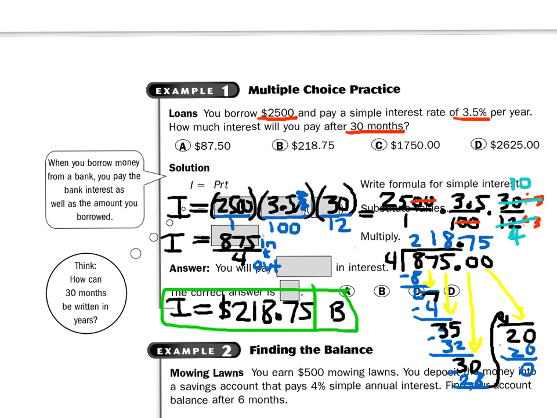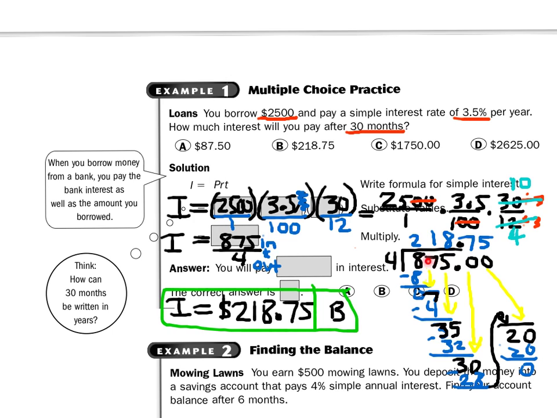Well, I look for ways that I can simplify and cross-cancel. Look at the 2500 and the 100 and divide both of them by 100. So cross out those zeros, and that leaves you with 1. Cross out the zeros, that leaves you with 25. Now look at the 30 over 12. I could divide both of those by 3. So 30 divided by 3 leaves me 10, and 12 divided by 3 leaves me 4. So when I multiply, 10 times 3.5 will give me 35, and 35 times 25 gives me 875 on the top, and 4 times 1 times 1 gives me 4 on the bottom. Now, I need it to look like money, and this is a fraction, so I'm going to use the in and out trick.